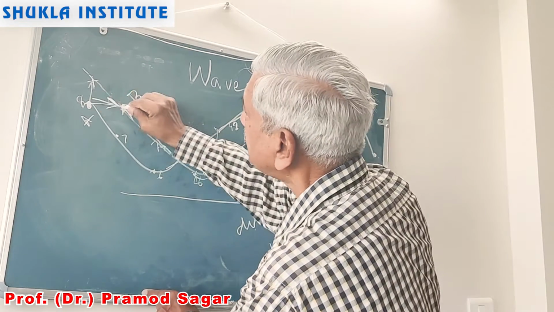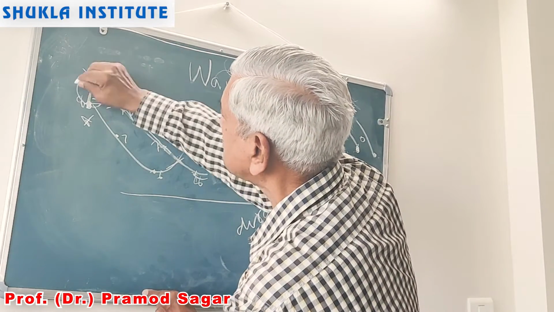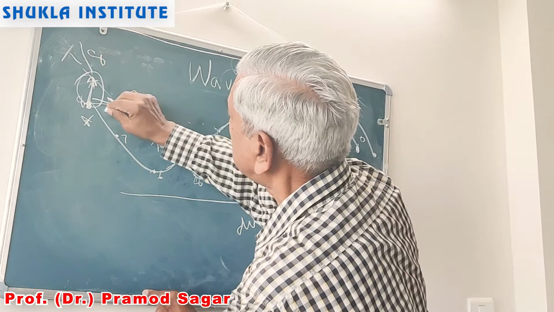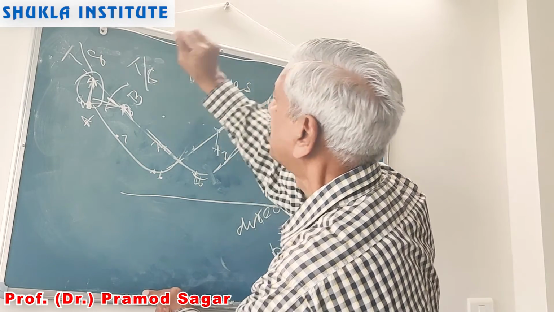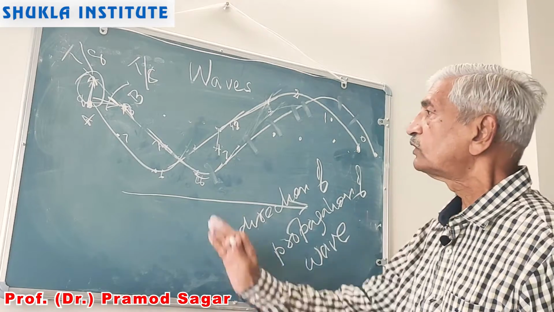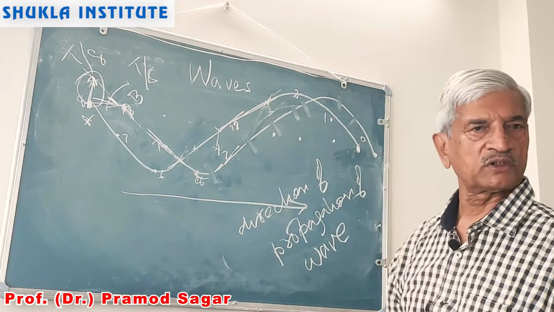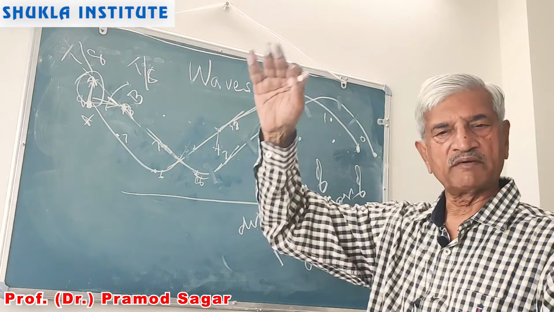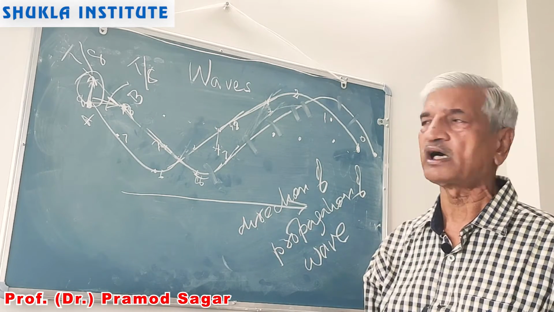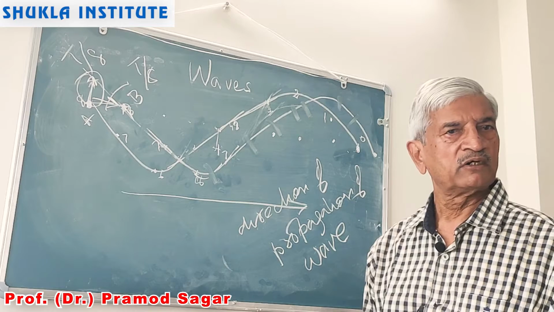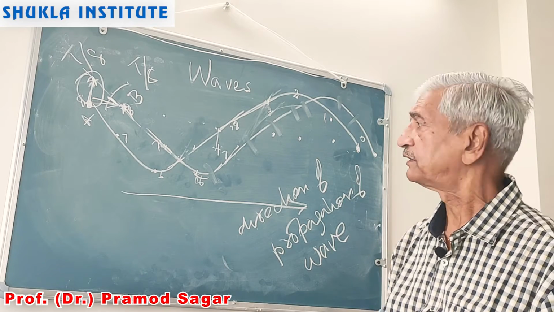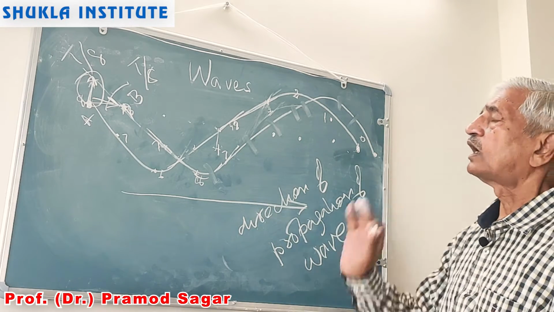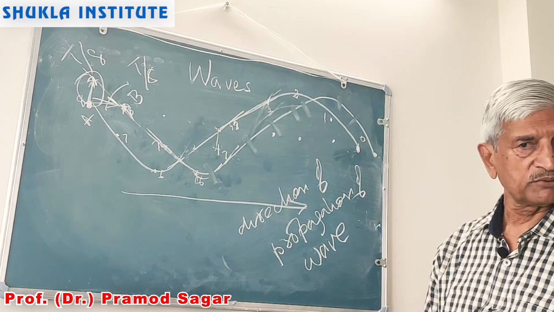Now how much is the shift? As is this. If this is T by 8, so this shift is also T by 8. So the wave shifts in the direction of propagation by the same amount as we are considering. We have divided the entire vibration in 8 parts, so it will be shifting by 1/8 of the total time period. So now let's see more properties about this wave.